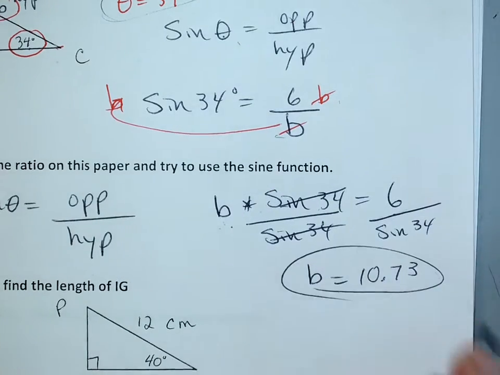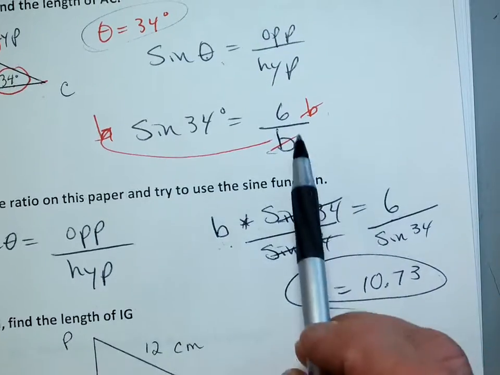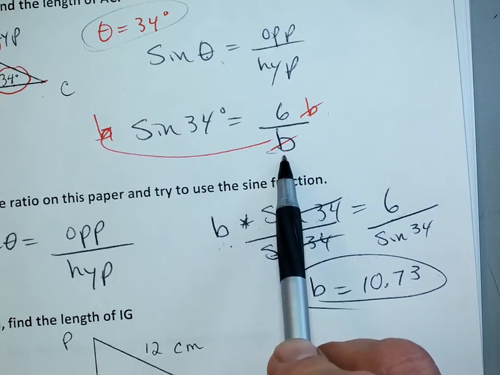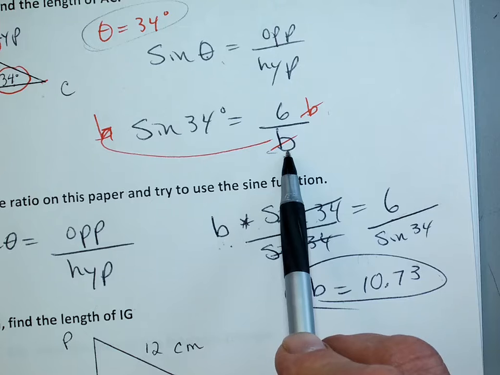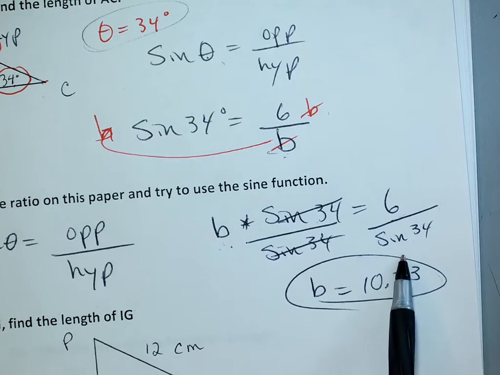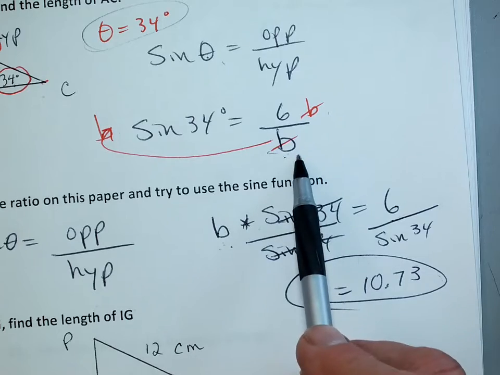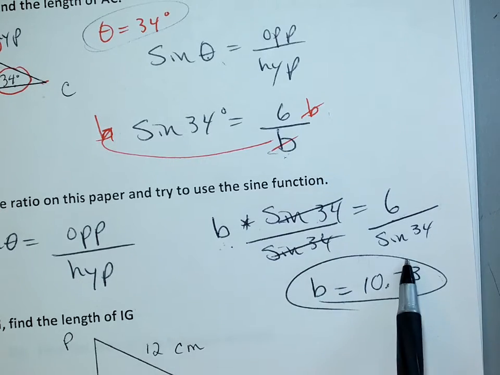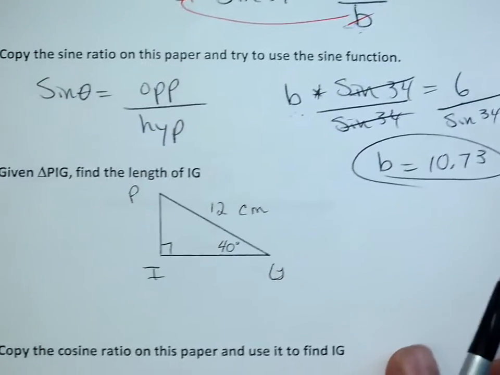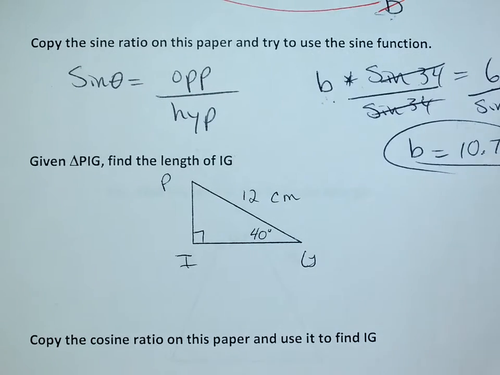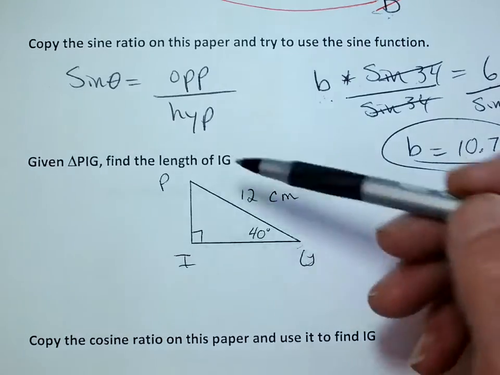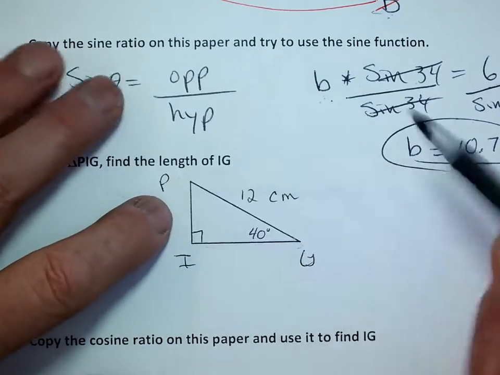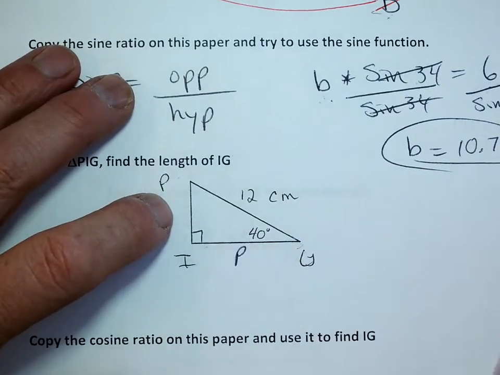So here's the deal. Okay, let's see if you remember this. If the variable, the unknown, is on the bottom part of the fraction, what you eventually do is you divide by that trig function. So if the unknown is on the bottom of the fraction, you'll end up dividing, okay? Now let's take a look at this triangle. Let's find IG. So IG is this side. We could also call it little p because there's angle P.